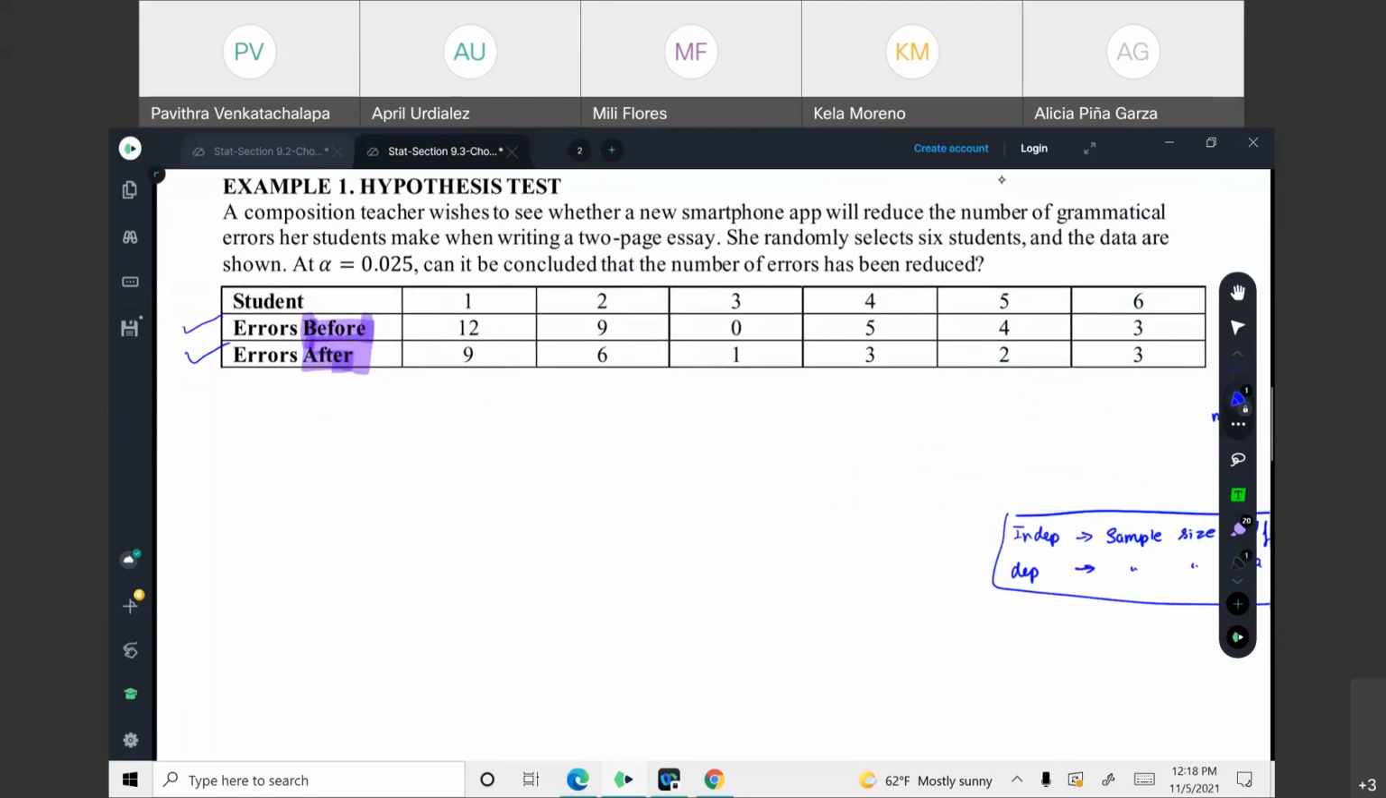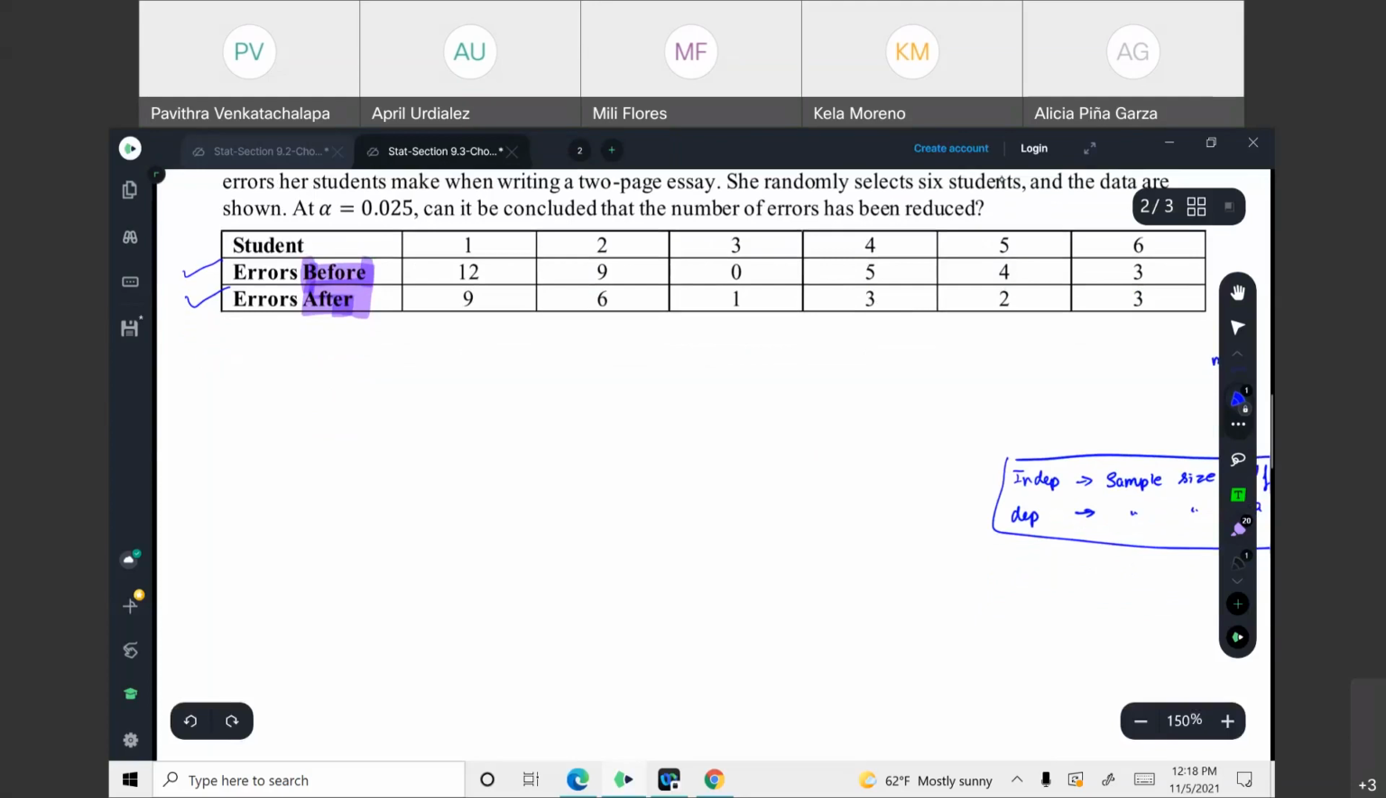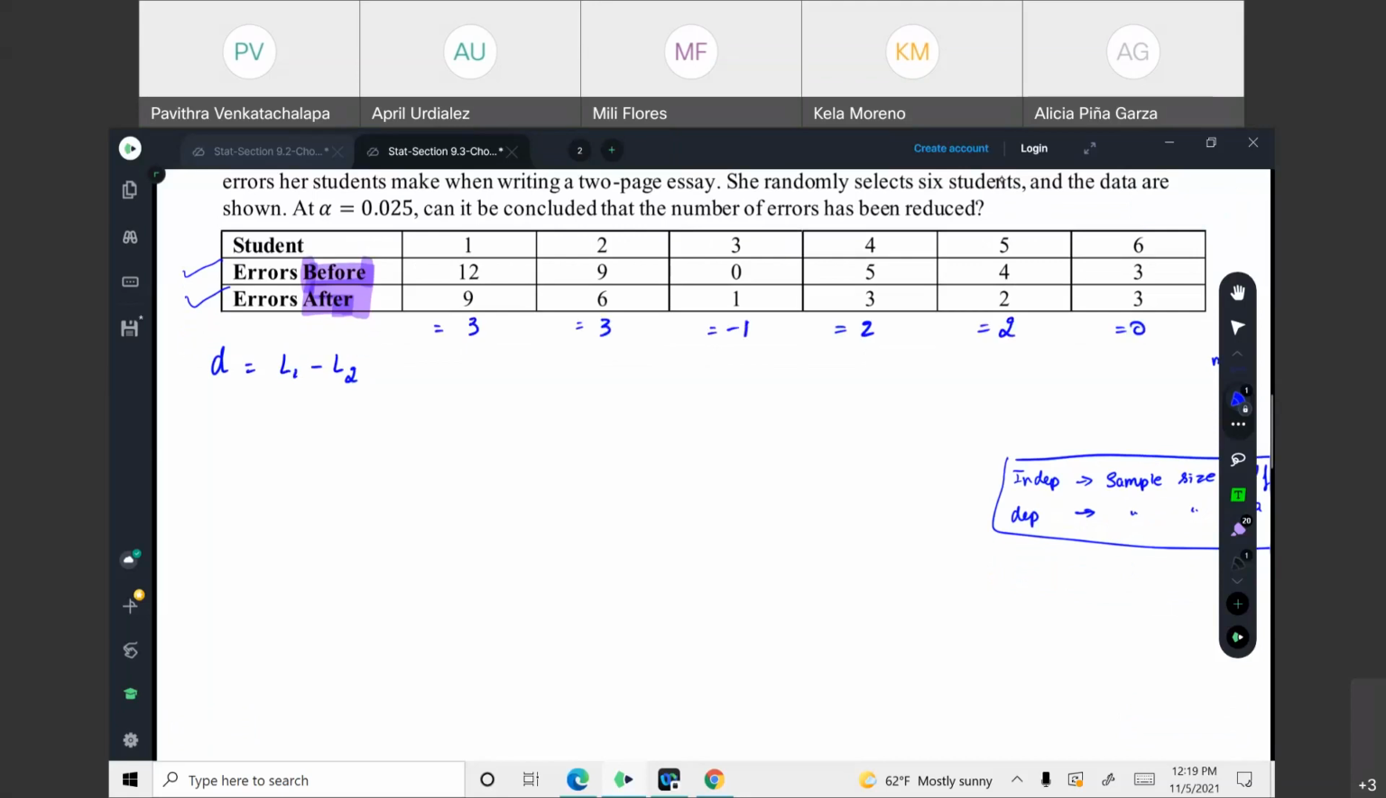Okay. So my first thing is to calculate the difference L1 minus L2. Now you can just put this entire column in your calculator and calculate the difference, or if you are good at math, you can calculate by hand. 3, this is going to be minus 1, this is 2, and this is 0.